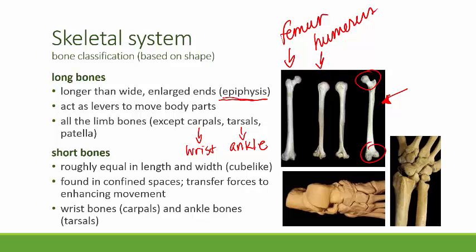Short bones are bones that are roughly equal in length and width. So we can think of them as cubes, bony cubes. Now that is rough, there are no cubic bones in the body, but that gives you an idea of the rough shape. And we find the short bones in small areas where we need a lot of mobility in this confined small area. And they're able to transfer forces among the different bones.